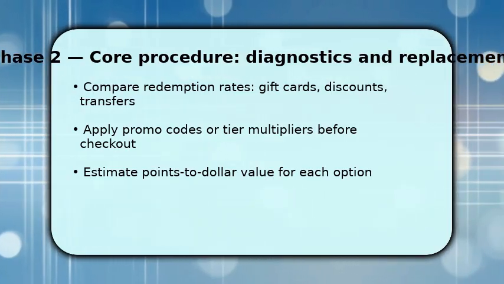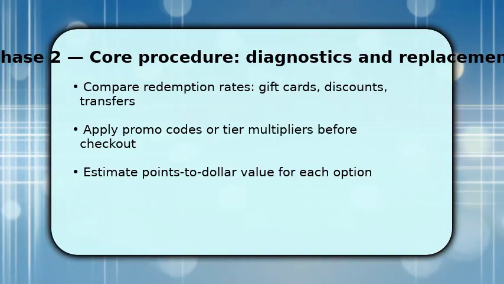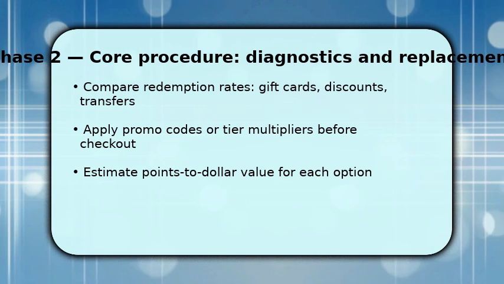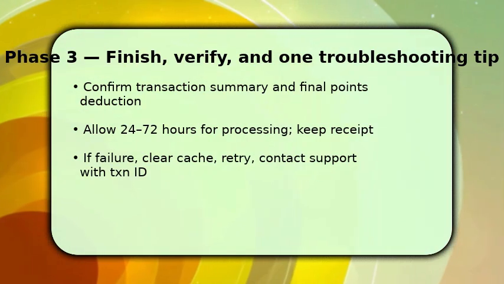Make the selection, then initiate the redemption flow. Confirm recipient info for transfers. Finish by confirming the transaction summary and final points deduction. Screenshot or save the receipt.